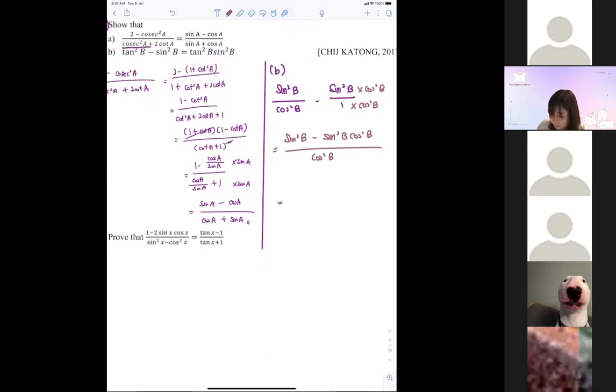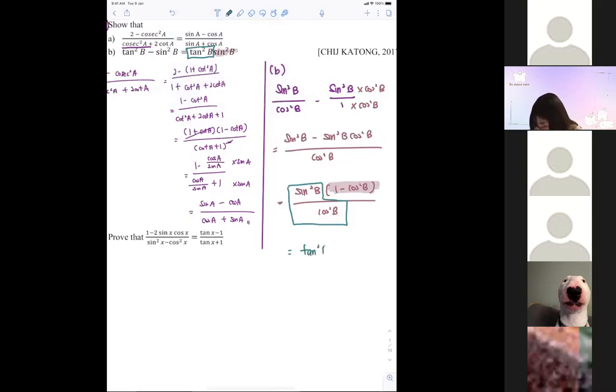Then on top, usually if you don't know what to do, you factorize: sine square b times 1 minus cosine square b, over cosine square b. You know that tangent is sine over cosine, so sine square over cosine square becomes tangent square already, right? Then you need another sine square. 1 minus cosine square is sine square. So this whole thing is sine square, and the green part is tangent square. So tangent square b, sine square b, shown.